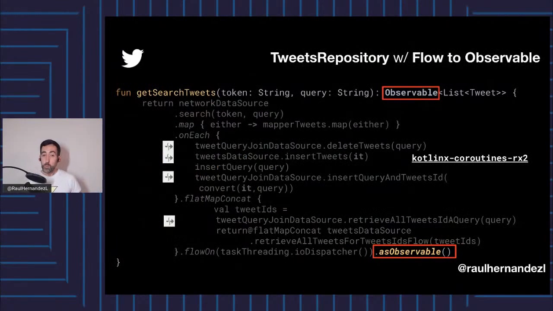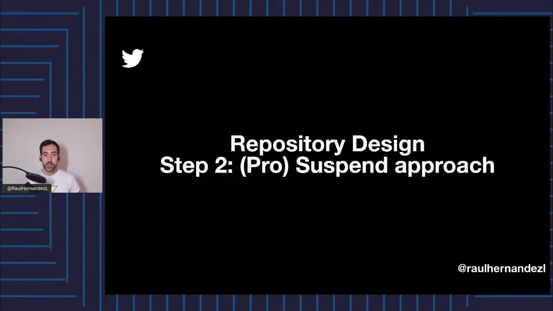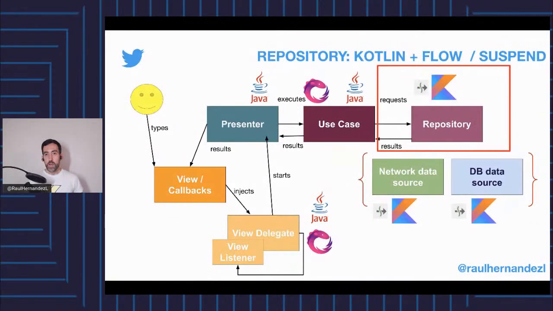Now, by using that, we can return the observable because it's the thing we are expecting to have in the use case. Then, if we want to take a step forward and go a bit more pro, leaving that and having the native way to use coroutines, then probably we need a suspend kind of approach. So we have migrated everything already until here, and we don't expect to change this repository with those things.